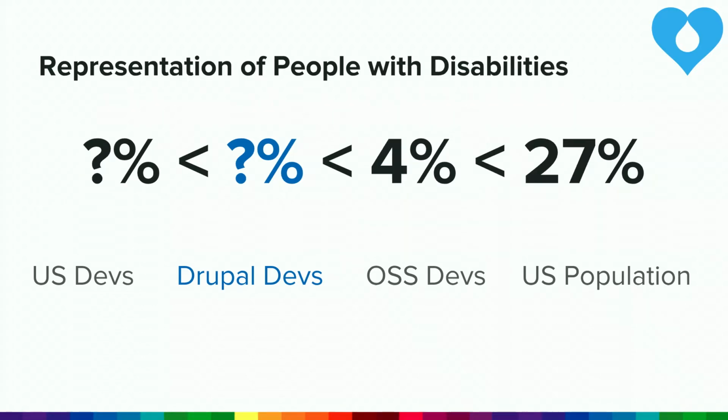Similarly, diversity, people with disabilities. We don't track. This wasn't included in the U.S. Department of Labor developer data. But OSS devs in general, 4%, U.S. population, almost 30%. So just from a product perspective, 1 in 3 people might not be able to use your product. We're just not coming anywhere near really reflecting, you know, Drupal wants to do these ambitious projects and help everyone in the world. We don't look anything like most of the world.